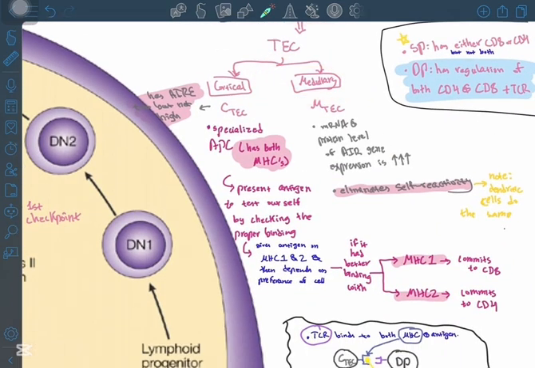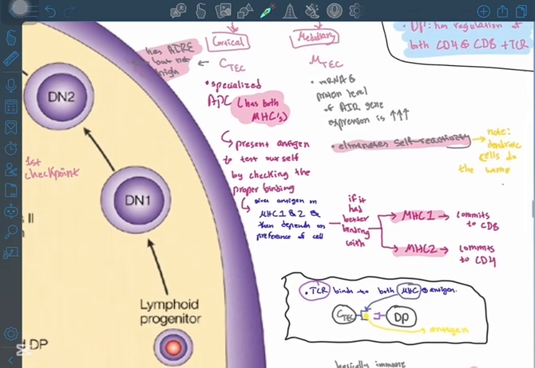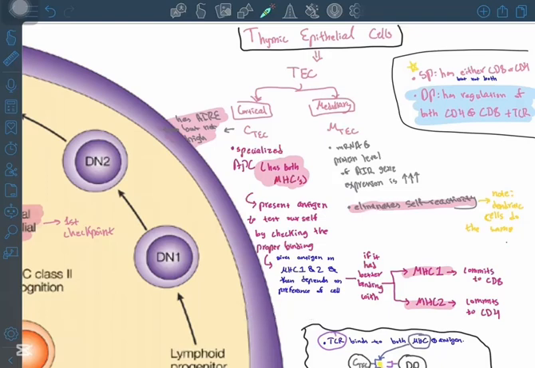Another type of thymic epithelial cell is the medullary one. The main thing that I want you to know about it is that the mRNA and protein level of a gene called the AIRE gene is more expressed in the medullary than the cortical. The cortical has only very little compared to the medullary. Okay, what is the benefit of this? Basically, this epithelial cell eliminates self-reactivity, so it's related to negative selection.